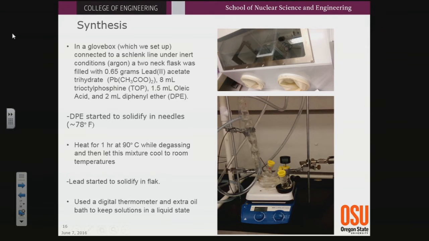We degas it through a Schlenk line, set up to a vacuum mode, and then you're supposed to let this mixture cool to room temperature. However, once we did that, the lead started to solidify on us, and that was a problem. So to combat these two problems of liquid solidifying on us, we used a digital thermometer, we used an extra oil bath, and we tried to keep these solutions in a liquid state.